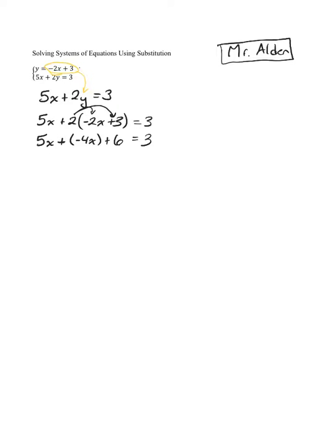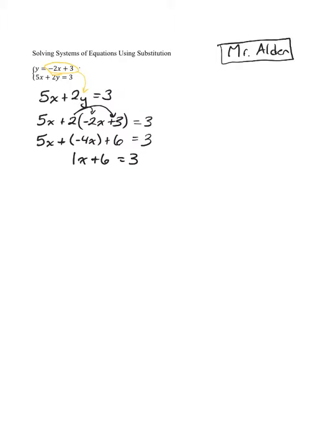Now, before I start moving terms back and forth over the equal sign, I want to make sure that each side of my equal sign is simplified. So the right side, there's just a 3. That's all we can put there. But on the left side, I have a 5x and a negative 4x. Well, I can combine those two because they're like terms. 5x plus negative 4x is 1x. So that's going to give us 1x plus 6 equals 3.